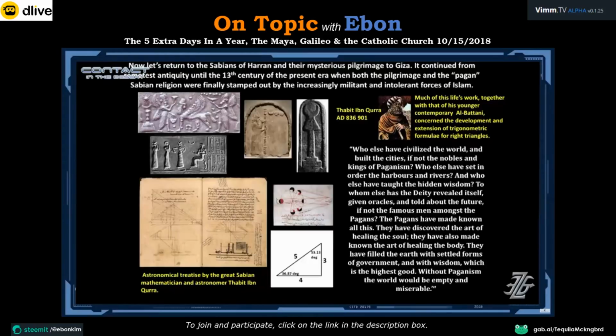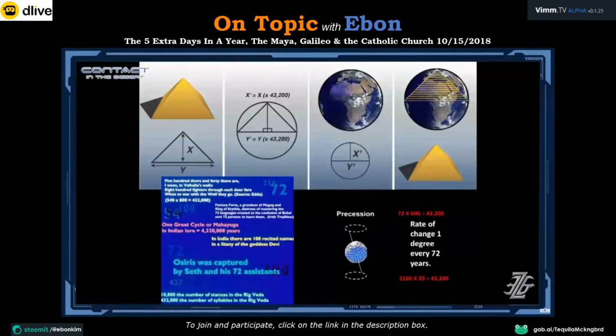A 3, 4, 5 right triangle is a triangle that has its sides in the dimensions 3, 4, and 5, and that has a right angle in the triangle. When you have a 3, 4, 5 right triangle, the acute angle is 36.87 degrees, okay? Now, here's the curious thing.